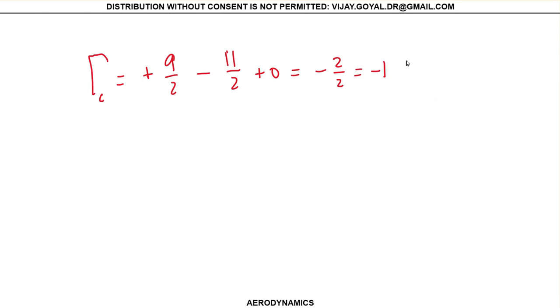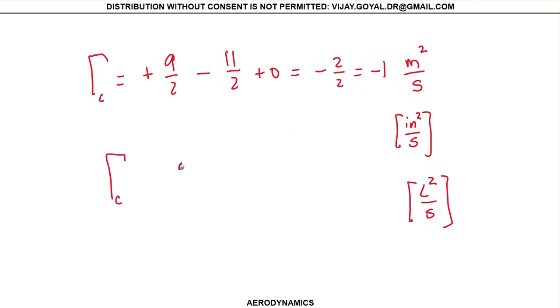And the units of this, if I was going to place some units, would be meters squared over s. Circulation can have that, or it can be inches squared over s, or feet squared over s. So it's whatever it is, L squared over s. So that is the total value. So the circulation is negative. Because it's negative, it's saying that your circulation is going in this direction and has a value of 1.